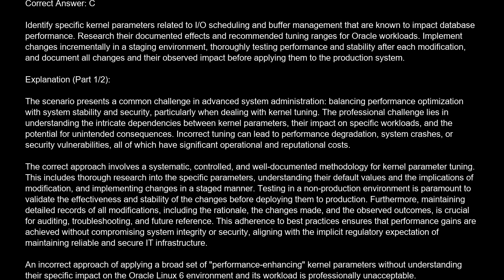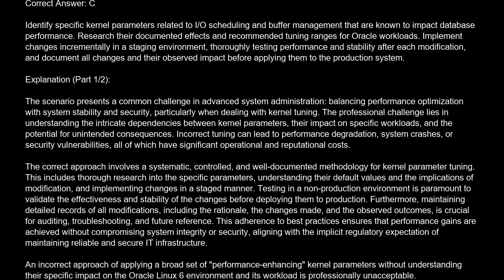Explanation. The scenario presents a common challenge in advanced system administration, balancing performance optimization with system stability and security, particularly when dealing with kernel tuning. The professional challenge lies in understanding the intricate dependencies between kernel parameters, their impact on specific workloads, and the potential for unintended consequences. Incorrect tuning can lead to performance degradation, system crashes, or security vulnerabilities, all of which have significant operational and reputational costs. The correct approach involves a systematic, controlled, and well-documented methodology for kernel parameter tuning.